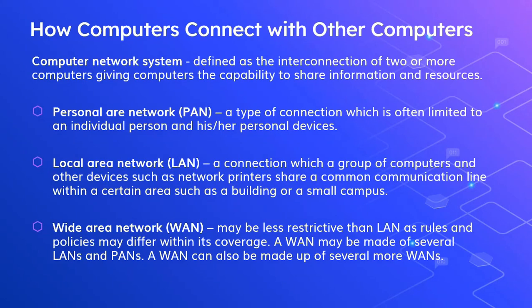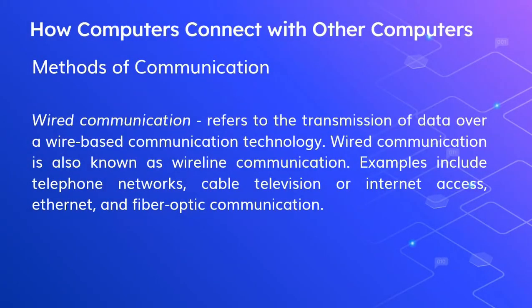So there are several types of methods of communication that are used in contemporary society to connect computer networks to one another. Connections are often categorized generally into two, yung ating wired and wireless communication. So wired communication is defined as the transmission of data over a wire-based communication technology. Wired communication is also known as wireline communication.